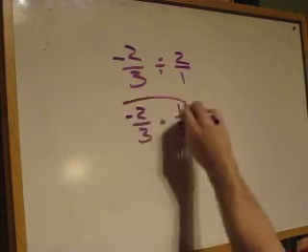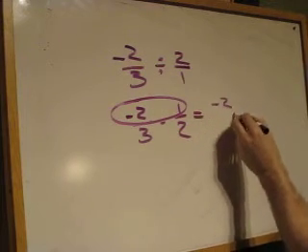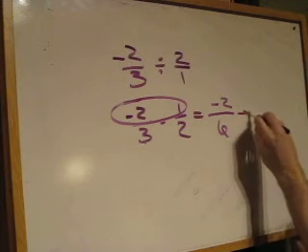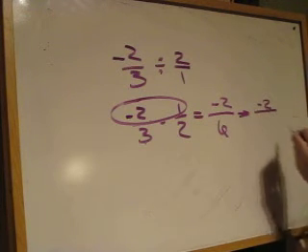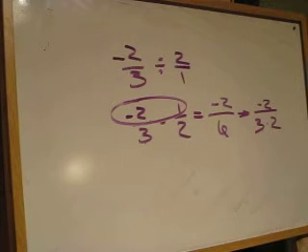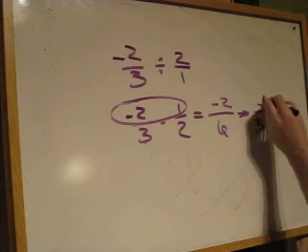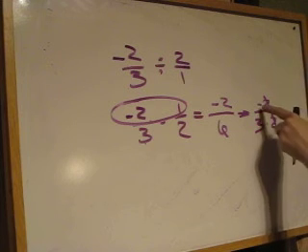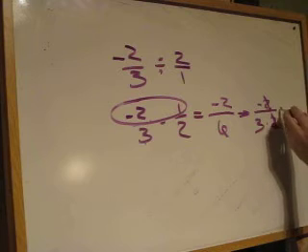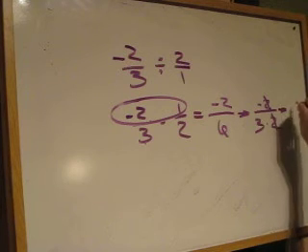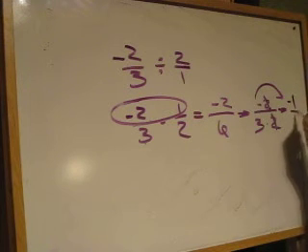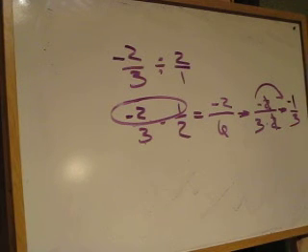Negative 2 times 1 is negative 2. 3 times 2 is 6. Then we can do our product of primes. Negative 2, that's already a prime, and 3 times 2. So what we can do is cross out our 2 and this 2. Notice I did not cross out the negative, just the number. When we cross everything out, we're left with a 1 on top. That negative gets dragged along, nothing happened to it, over 3. So we get negative 1/3.